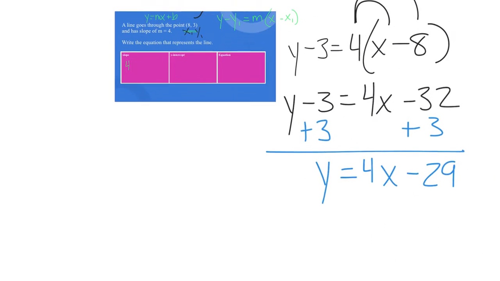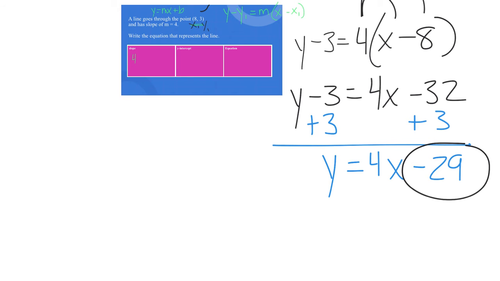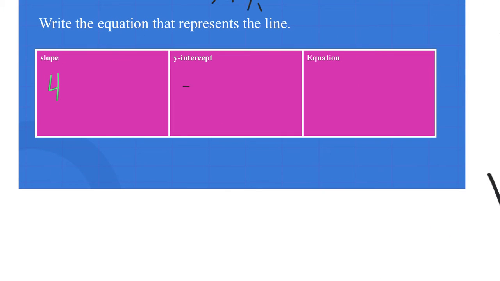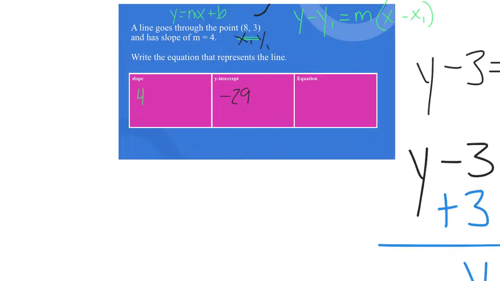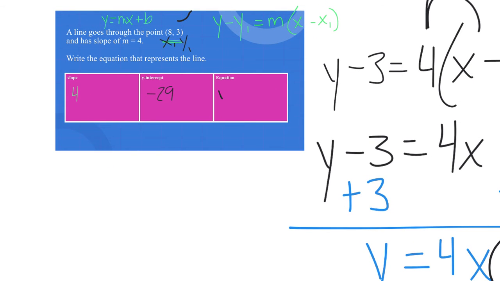What's our y-intercept? Well, coming back here, y is our b of our problem, and our b is the one that's hanging out, not with the x or the slope, okay? So our y-intercept is a negative 29. My equation is what I went and solved here. It's y equals mx. Well, the m is our slope of 4. Our y-intercept is a negative 29.